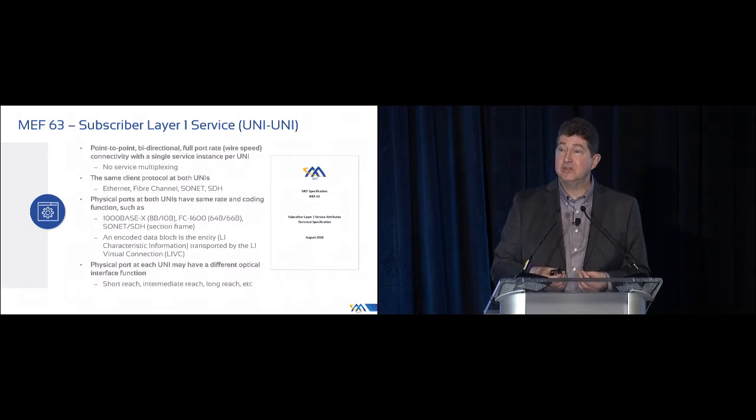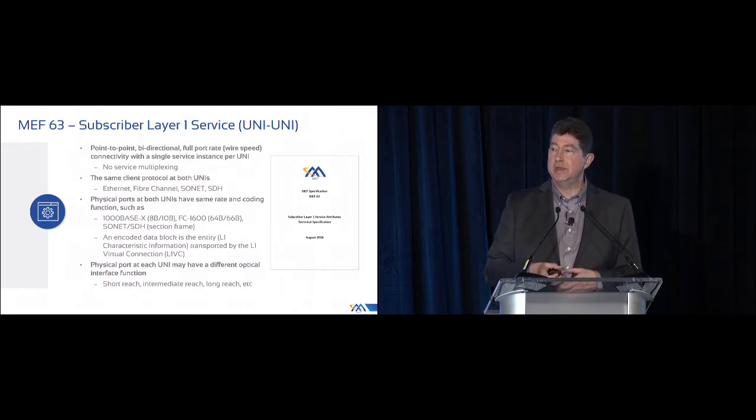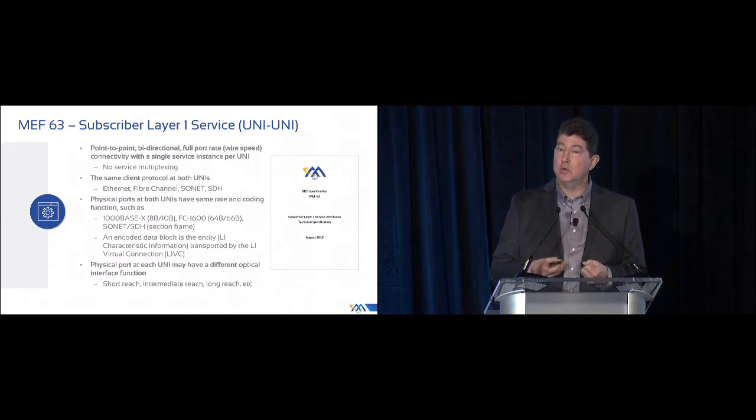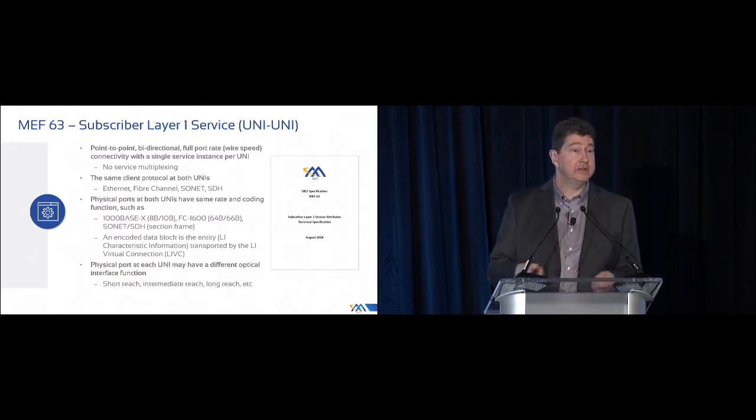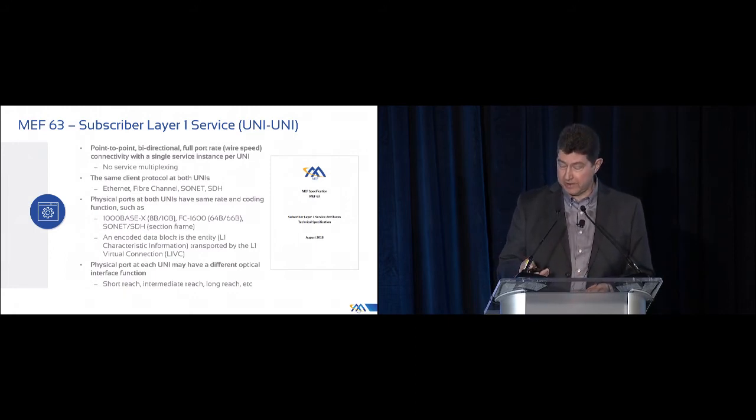So a key distinction here is the entity that's carried from end to end is an encoded block of bits. That's why we call it a layer 1 service, even though it's maybe commercially referred to as optical. It's actually a block of bits with an error detection code that's transported end to end. Comparing that to carrier Ethernet, you have a frame, and comparing that to the IP packet world, you have a packet that's carried end to end. Here it's a block of bits. So at each port, you can have a different optical interface, a different plug, depending on the deployment scenario that you need.